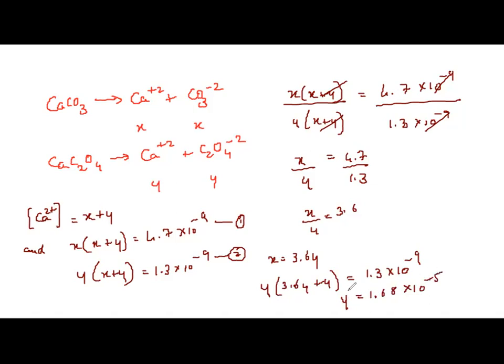I got the value of Y. But they have not asked me Y. They have asked me total calcium ions. So let me take this. Therefore, what will be X? X is 3.6Y. So 3.6 into 1.68 into 10 raised to minus 5, because it's the value of Y. It will come out 6.05 into 10 raised to minus 5. Correct? So this is the value of X.